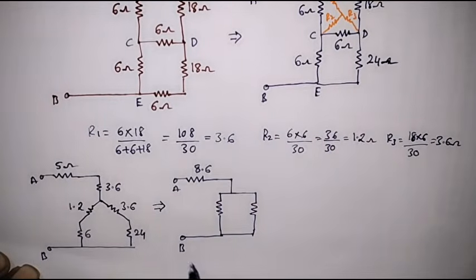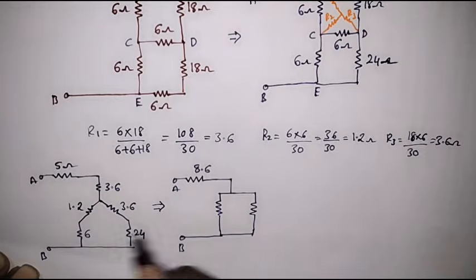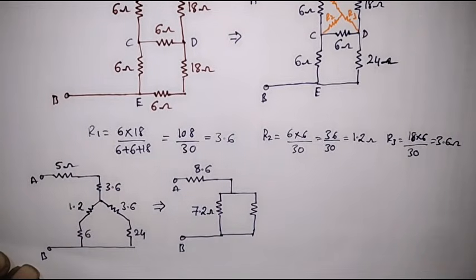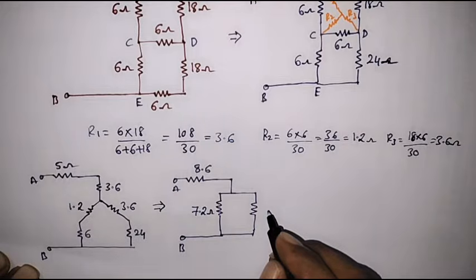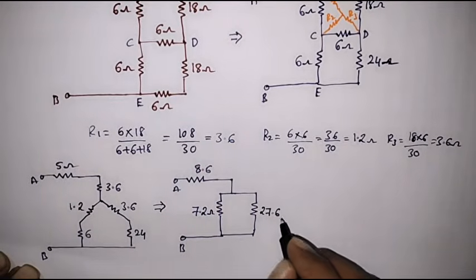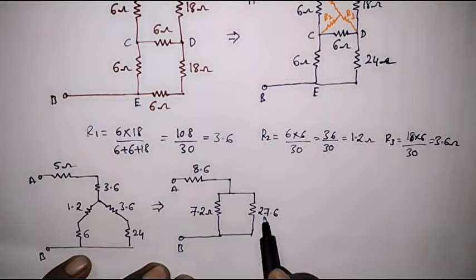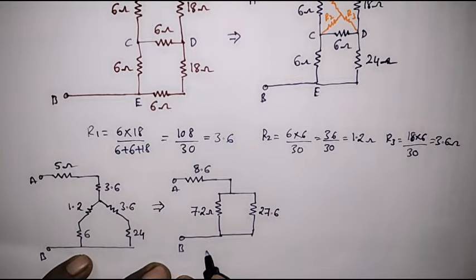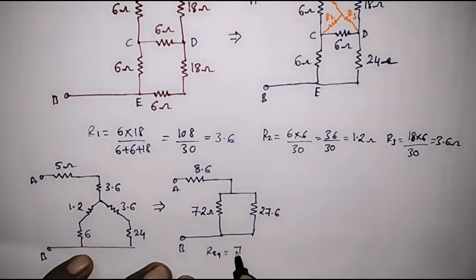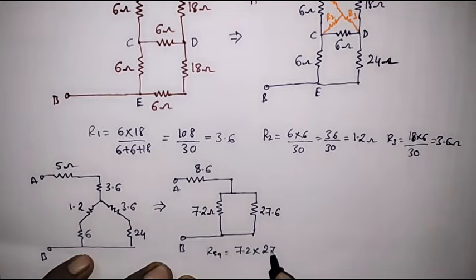The value of this resistor is the sum of these two, that is 7.2 ohm, and this is 24 plus 3.6, which is 27.6 ohm. Now here we can observe that these two resistors are in parallel. I can replace these two by a single value. I can replace this with R equivalent, that is 7.2 into 27.6 divided by the sum of these two, that is 34.8.